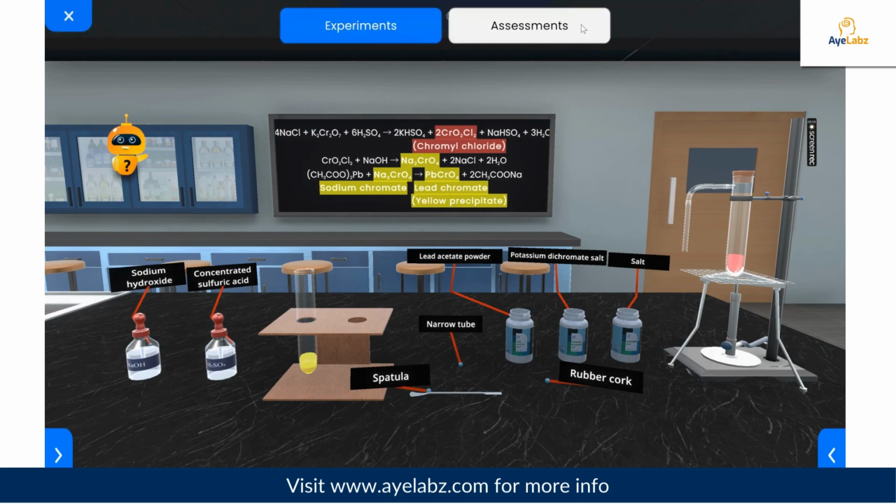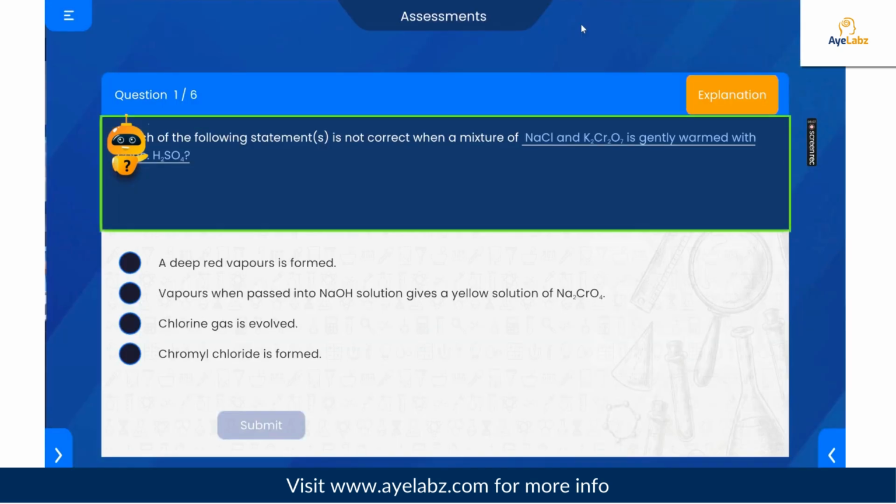Now it's time to talk about assessments. Here's where things get interesting. This is where the students connect the dots between the experiments they have just done and the knowledge they have gained. The assessments are designed to be interactive and tied directly to the experiments. The assessment includes 6 questions, all carefully crafted to make sure students really understand what they have just experienced.